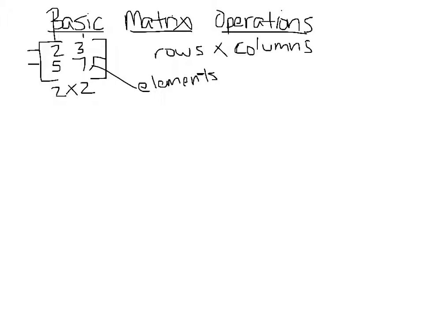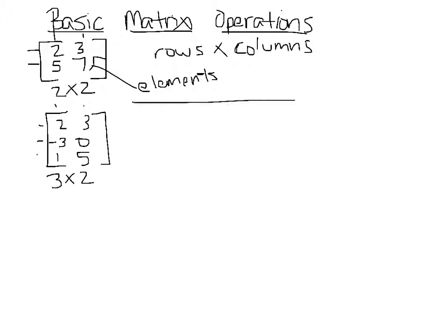Getting back to our dimensions, if we do another one, so if we did 2, 3, negative 3, 0, 1, 5. If we look at this matrix, we have 3 rows and 2 columns. So this would be a 3 by 2 matrix. So that's the basic idea of what a matrix is. We can do a whole bunch of things with that.